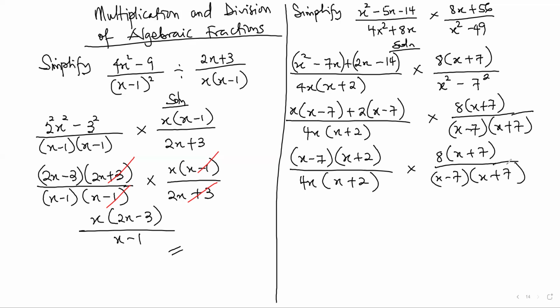So we cancel. x plus 2 will cancel x plus 2. x minus 7 will cancel x minus 7. x plus 7 will cancel x plus 7. And we'll be left with 8 divided by 4x, which is 2 into 4 is 2, and 2 into 8 is 4. Or we can even say 4 into itself 1, and 4 into 8 is 2. So we can write that answer to be 2 divided by x. So that's all.